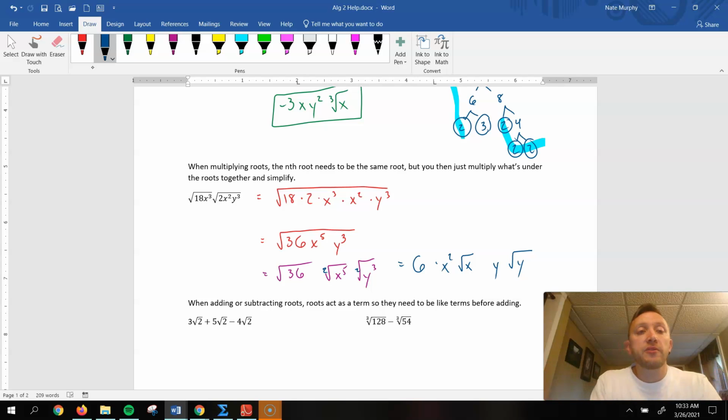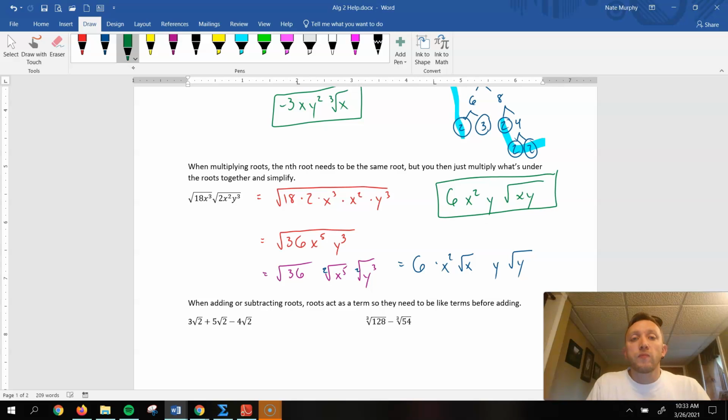So your final answer, when you put that all together, I'll put this up above here. You'd end up with 6x squared y times the square root of xy. Okay, so whatever's outside of the roots, you put those all together, so we'd have a 6x squared y. Whatever's under the root, you just put those now back under a single root, so we'd have the square root of xy.